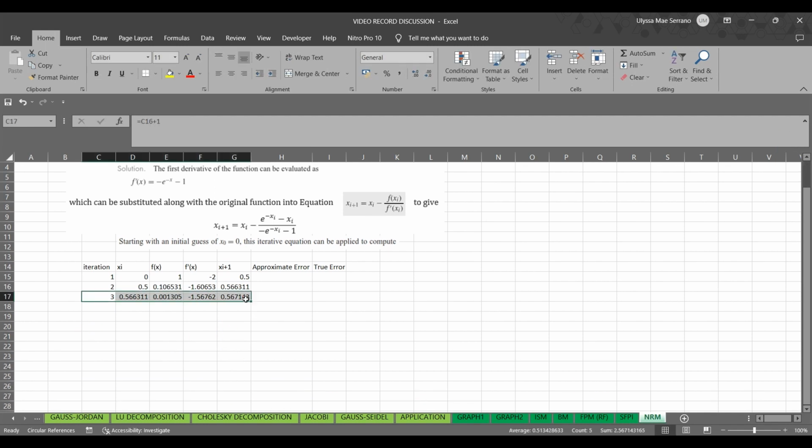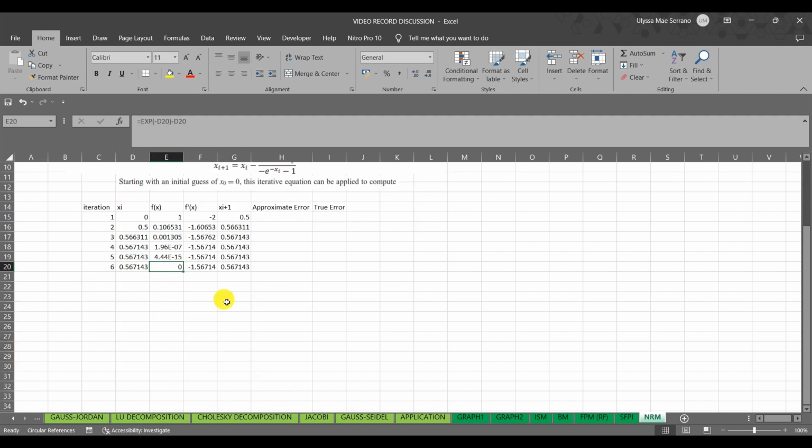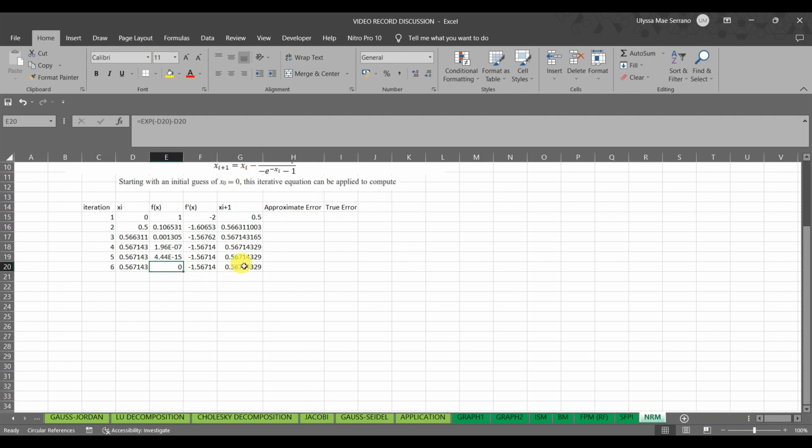And just continue the process until such time that the function of x will now be equal to 0. Once the function of x is already equal to 0, it simply means that you have already found the value of the root. And the value of the root will be located as the last value of x sub i plus 1. So, we're now going to calculate the approximate error.